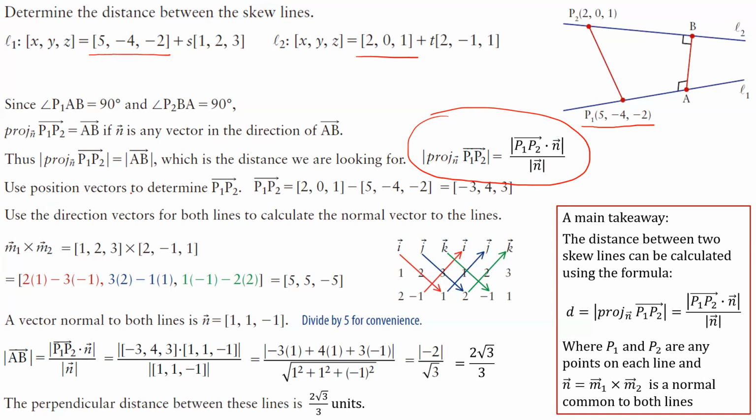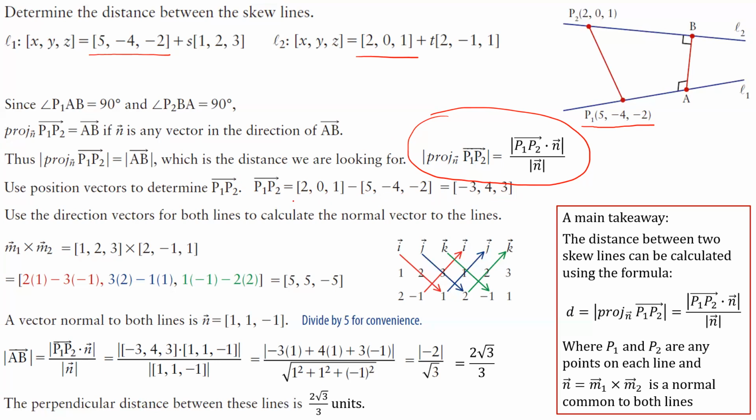And then use position vectors to determine vector P1P2. We know the coordinates of P1 and P2, right? Therefore, vector P1P2 is given by (2, 0, 1) minus (5, -4, -2), which is (-3, 4, 3). So now you know the vector P1P2.